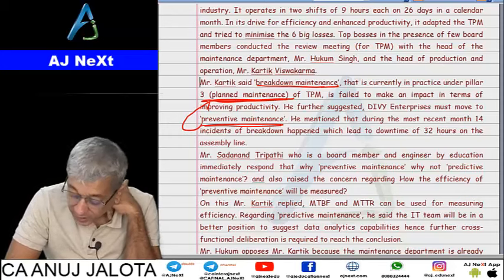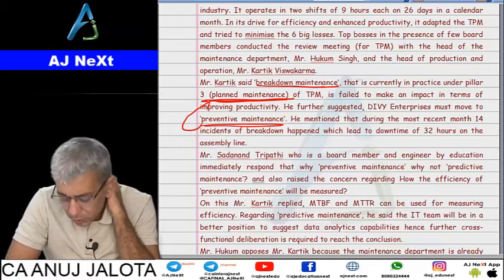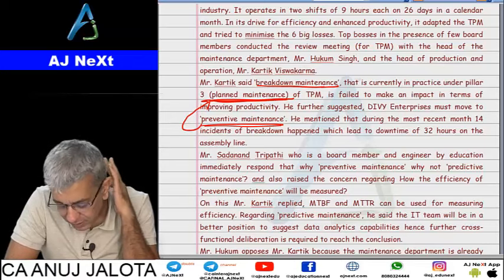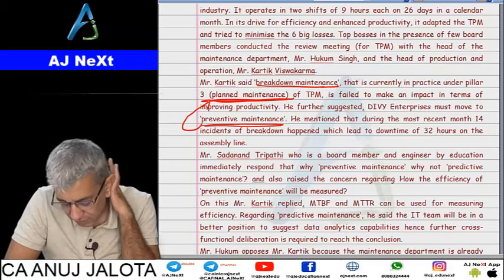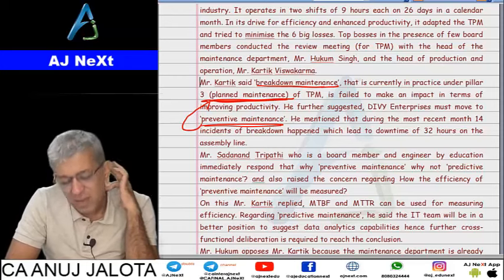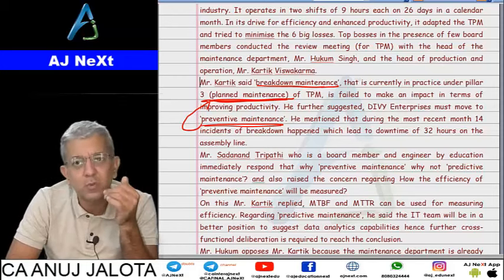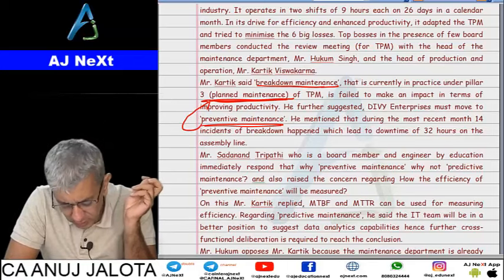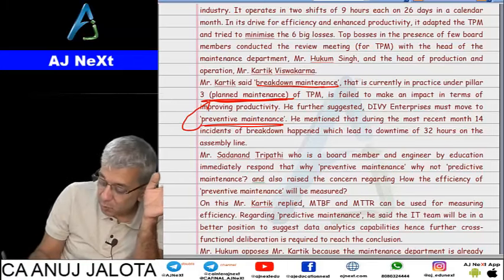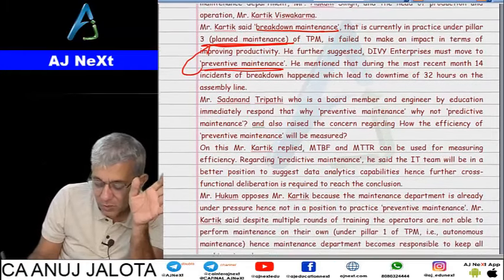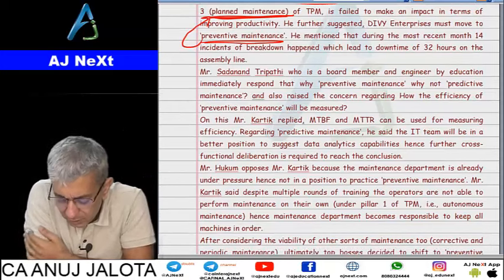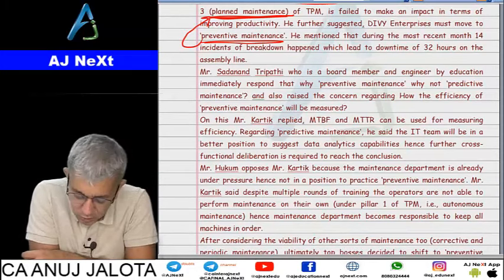why preventive maintenance and why not predictive maintenance? And also raised a concern how the efficiency of preventive maintenance will be measured. Now, preventive maintenance can be measured honestly by using OEE also, okay? That is, whether your machines are working fine or not. But instead of OEE, these guys have some other things only in mind. On this, Mr. Karthik replied, MTBF and MTTR can be used to measure the efficiency.